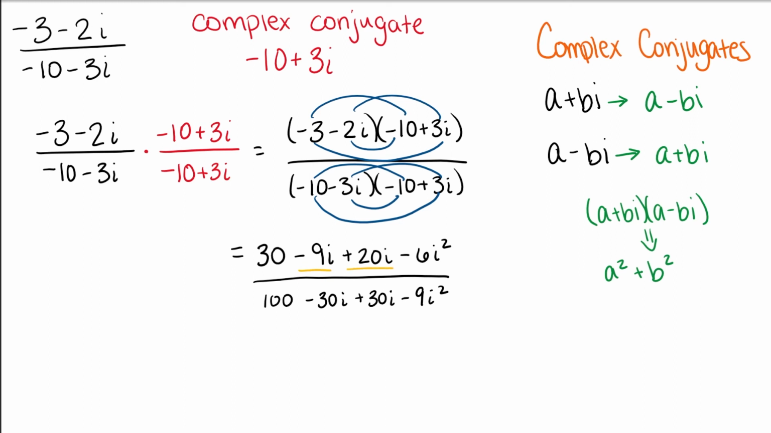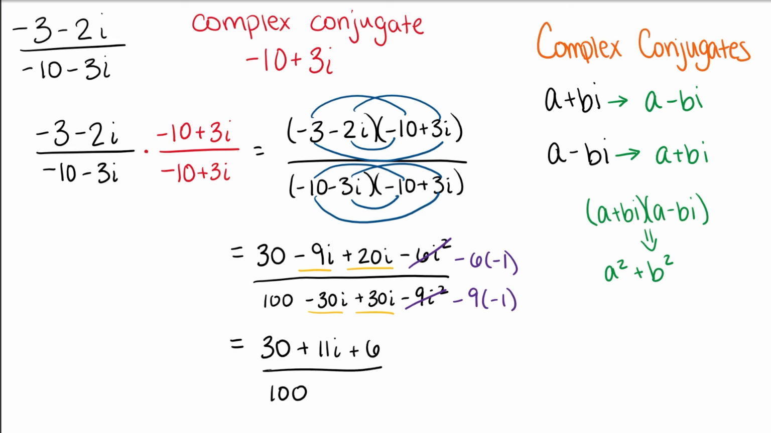Negative 9i and 20i are like terms in our numerator, and negative 30i and 30i are like terms in our denominator. And negative 6i squared becomes negative 6 times negative 1, and negative 9i squared becomes negative 9 times negative 1. So our expression becomes 30 plus 11i plus 6 over 100 plus 9. In our numerator, 30 and 6 are like terms. In our denominator, 100 and 9 are like terms. So our final answer is 36 plus 11i over 109.